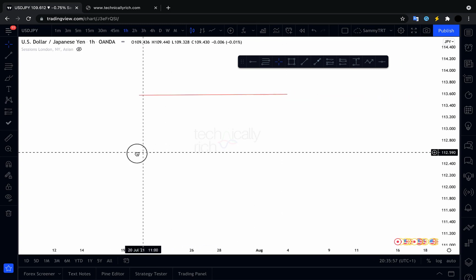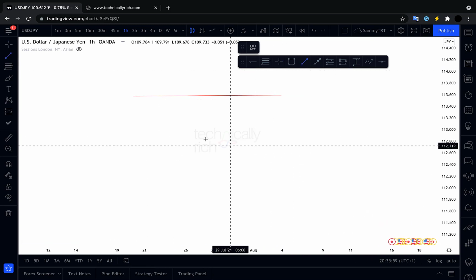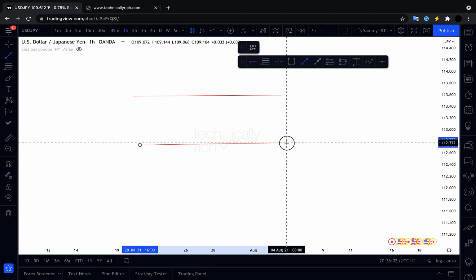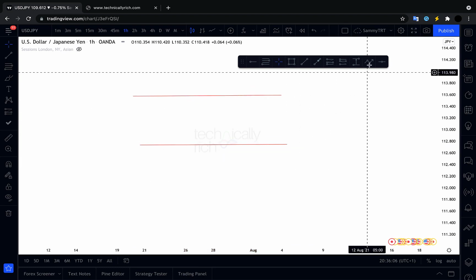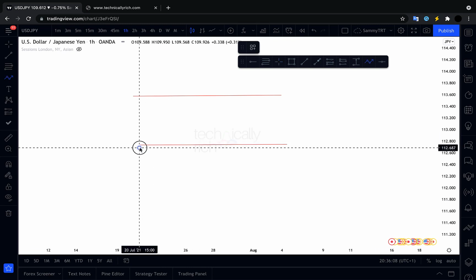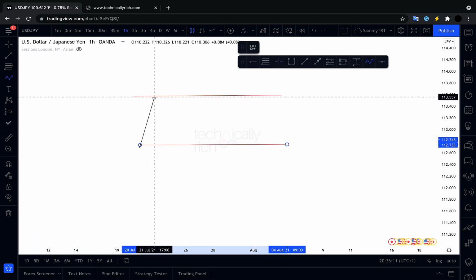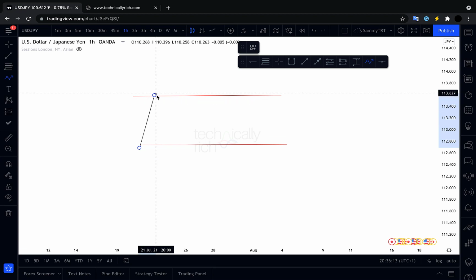All right, so now let's assume this is my resistance and I have my support here. In the retail world, we're taught to buy where we see the market at support, and then we sell when we see the market here at resistance.